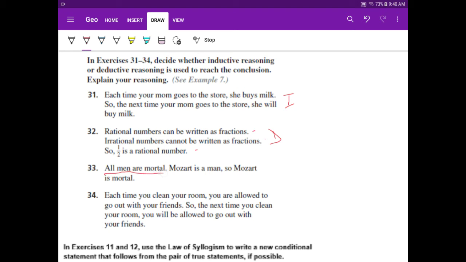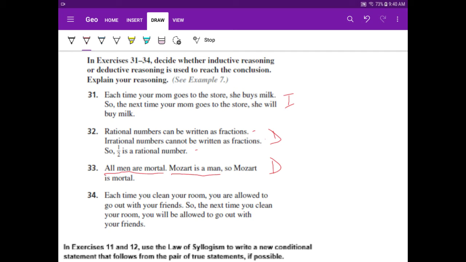All men are mortal. That's a fact. Mozart's a man. That's a fact. So this conclusion at the end, Mozart is immortal, is a conclusion based on facts. Can we prove a counterexample for that? All men are mortal. Superman's immortal. Superman is not a man. Superman's an alien. So, yeah. That one is deductive.